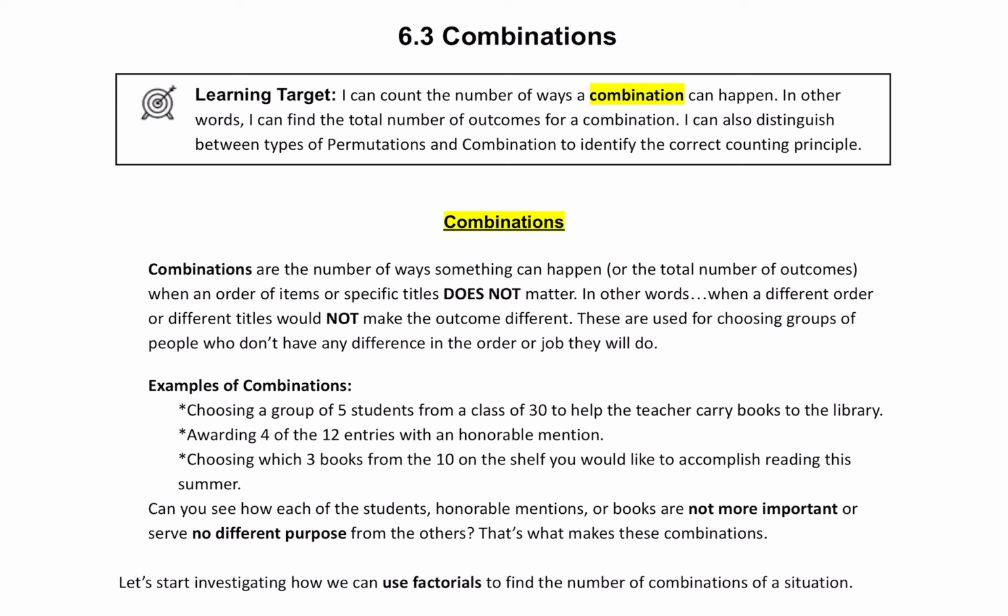Combinations. What are combinations? Combinations are the number of ways something can happen, or the total number of outcomes, when the order of items or specific titles does not matter. In other words, when a different order or different titles would not make the outcome different. So that part's super important. The order does not matter, okay? So when we did permutations, the order did matter. That's what sets these two apart. In a combination, order does not matter. In a permutation, order matters, okay?